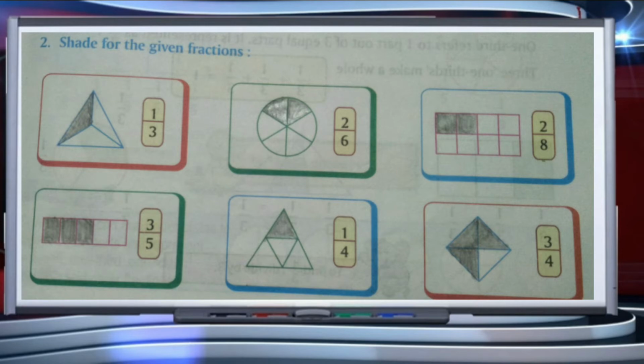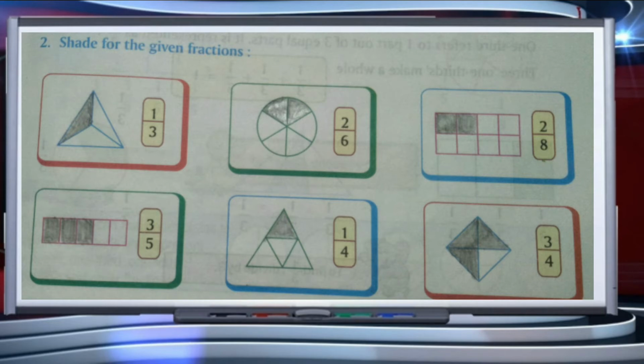Then we have this circle divided into 6 parts. We have to show the fraction 2 by 6. Now you can color any 2 of the given parts. Then third is 8 squares and we have to shade 2, that is 2 by 8. We can shade any two regions. Next is 3 by 5, we have to shade 3 regions given here. Next is 1 by 4, we have to shade only one part out of these 4 equal parts. Then we have 3 by 4, we have to shade 3 parts out of these 4 equal parts.